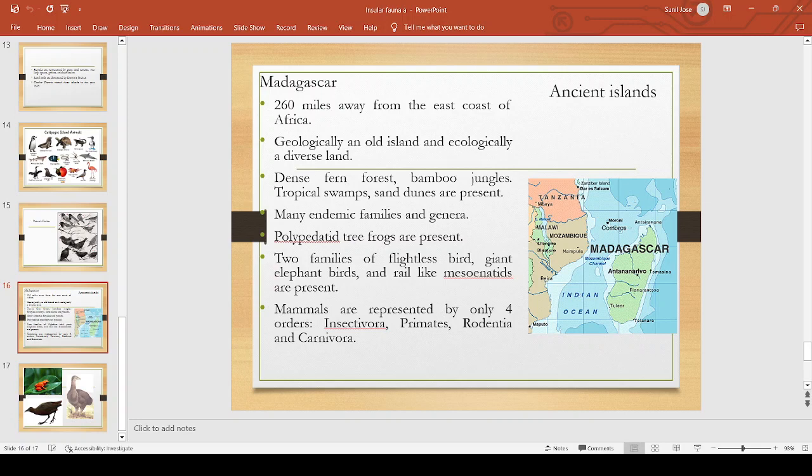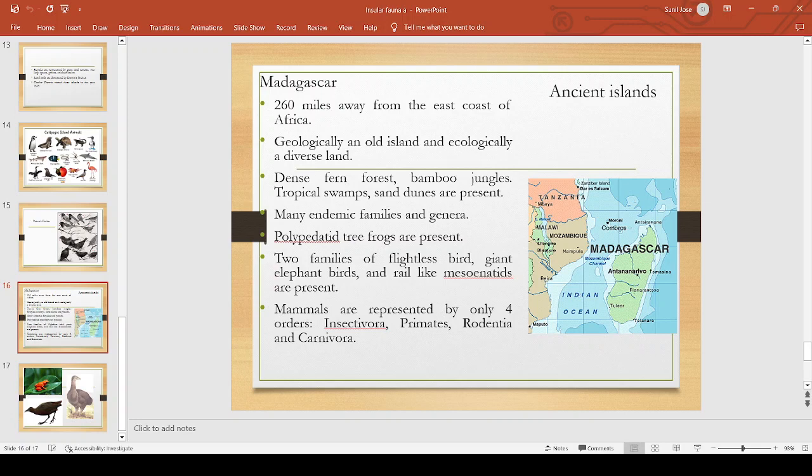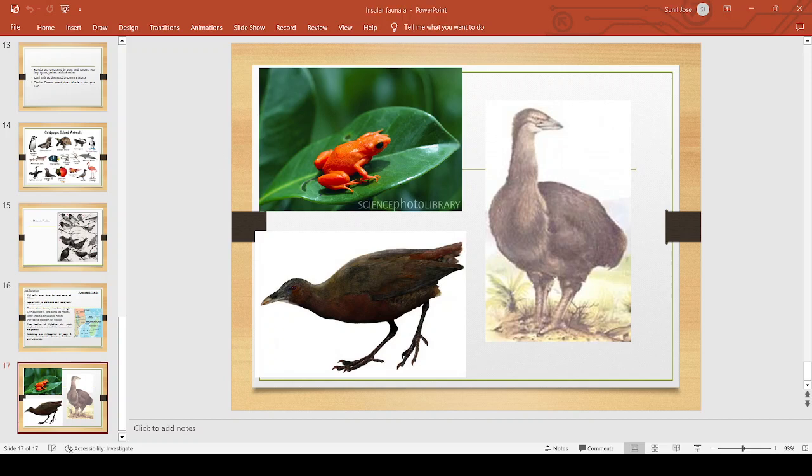Then polypedated tree frogs. Here you can find, I think this is the polypedated tree frogs of Madagascar. Then there is a very big flightless bird, the elephant bird. I will show you. This is the elephant bird. I will show you one more. Madagascar elephant bird. This is actually not the present day. You can compare the size of the elephant bird. Here there is a man, and you can compare how big the elephant bird is. This is the egg of the elephant bird. So it's a very giant bird, but now this elephant bird is extinct. We know very little about it. Elephant birds are extinct members of a family, and they are thought to have gone extinct around AD 1000 to 1200. Till that period, the elephant bird was there. So that is regarding the elephant bird.